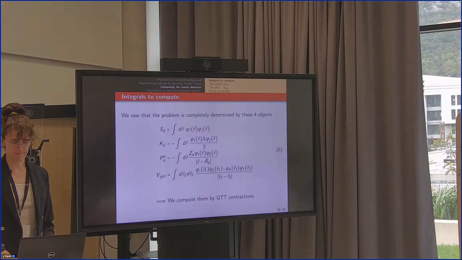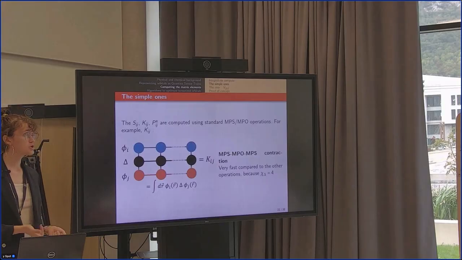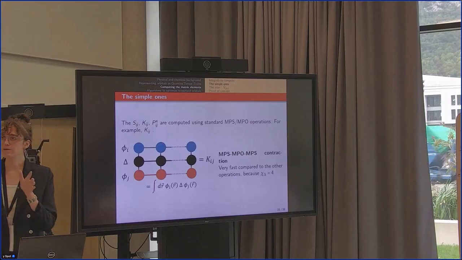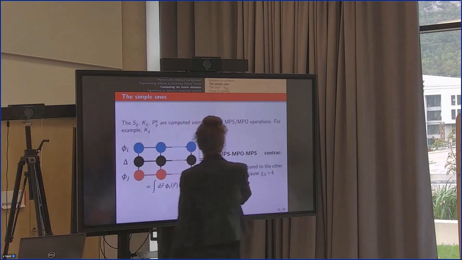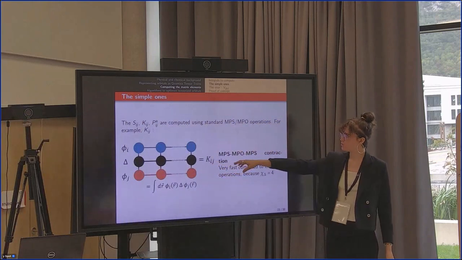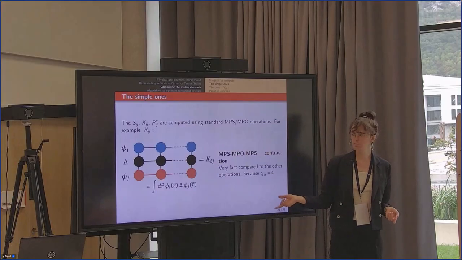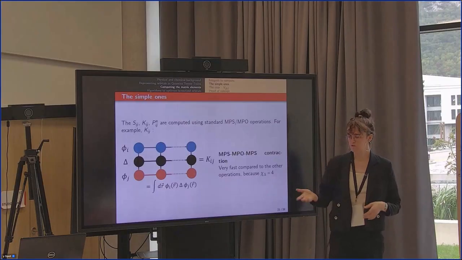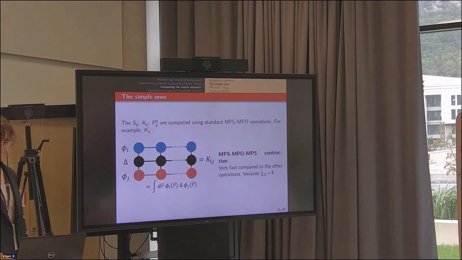So first, the three first, which is like the three-dimensional integrals, they are quite simple to compute. You can compute them with standard MPS-MPO operations, be that MPS-MPS contractions or MPS-MPO-MPS contractions. Here I'm showing the example for the Kij term, which is the kinetic term. You sandwich the Laplacian MPO with two orbitals. The bond dimension of the Laplacian is very low, so you get very fast computations and high accuracy.